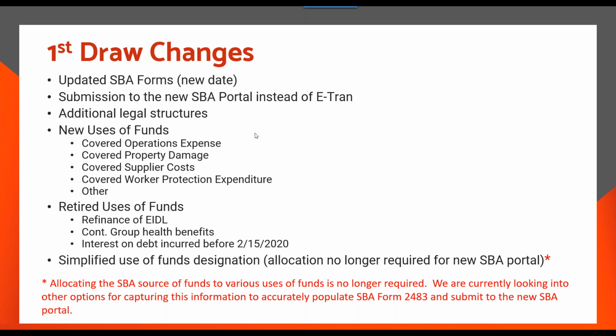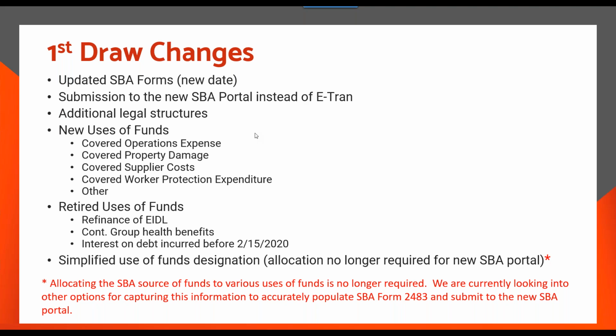There are also some additional legal structures that we're adding. There's a number of nonprofit related legal structures that'll be introduced into Spark. There's some new uses of funds that are going to be available. You can see them here. We're also retiring some of our uses of funds from the first round, refinance of EIDL, interest on debt incurred, and the group health benefits uses of funds. Those have been retired from E-Tran as well.